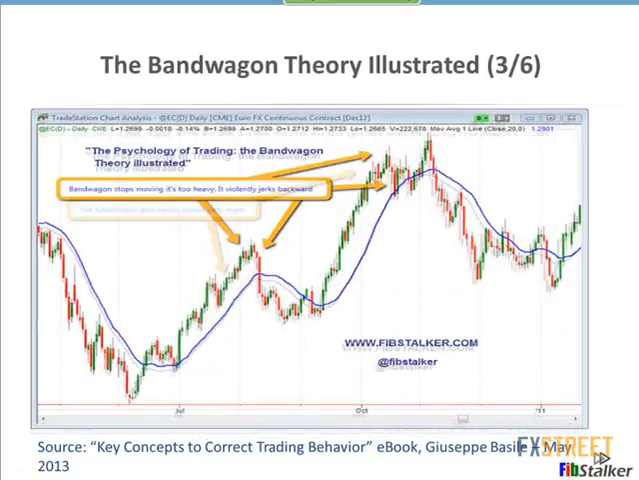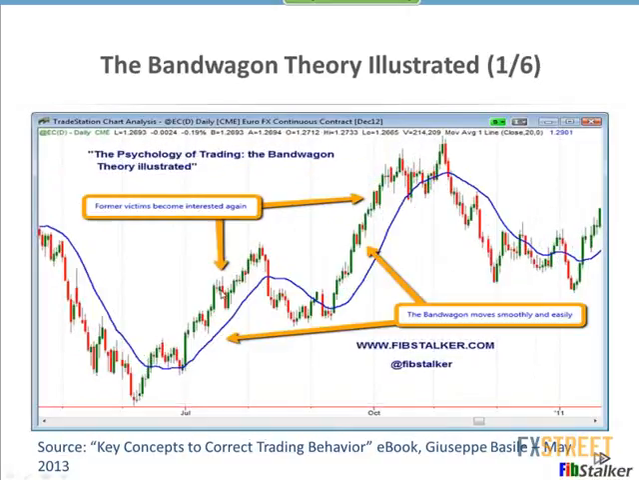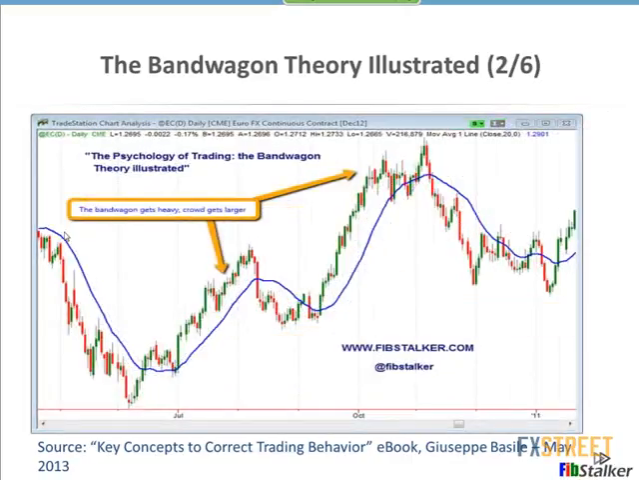We find ourselves again in the first of these 6 slides I've shown you. As you can see, this is the theory illustrated. It makes sense, right? It gives us an idea that we have to try to think counter trend and think against the normal way we would look at the market.